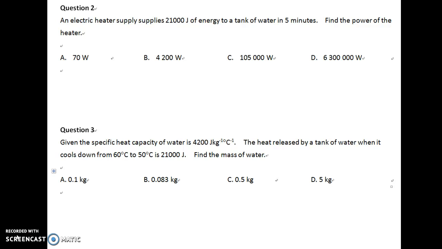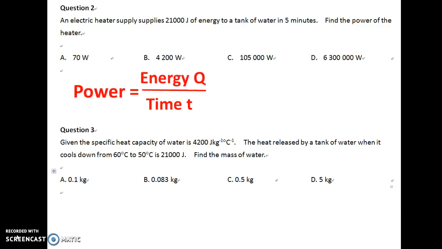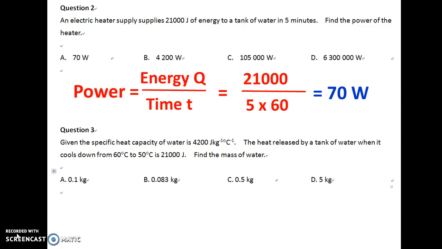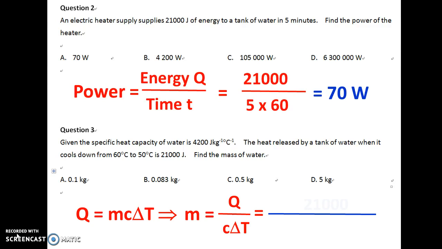Question 2. An electric heater supplies 21 kilojoules of energy in 5 minutes. So the power given by the electric heater should be the energy given out over the time taken in seconds. Question 3. The specific heat capacity c of water is given. The heat released is 21 kilojoules. So the mass of water should be the amount of energy released divided by the specific heat capacity of water and the temperature change.